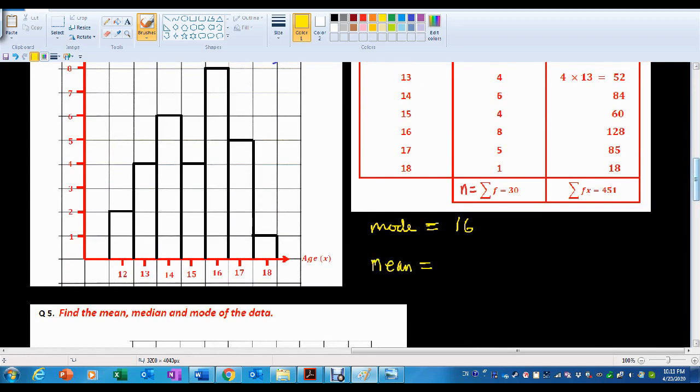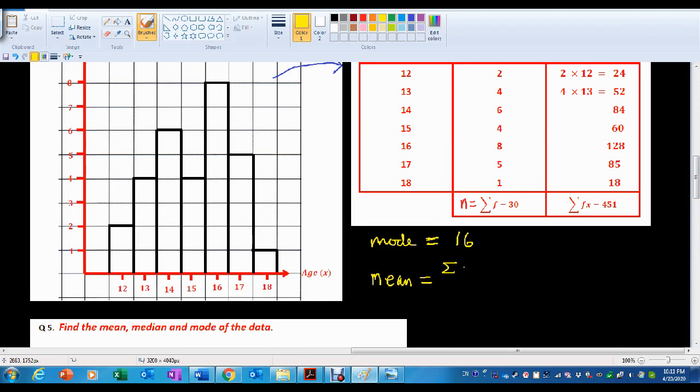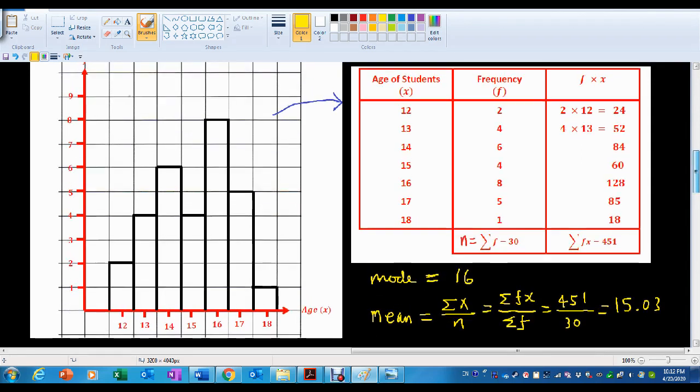Okay, for the mean, that's the original formula, but if we have a frequency distribution table, we change that formula a little bit, like this. You can use the sum of all the data divided by the number of data. So that will give you the answer. The answer will be 15.03. So that means the mean age of the senior band is 15.03.